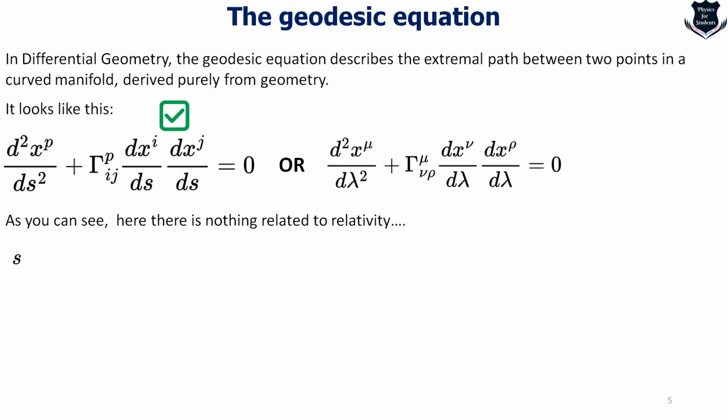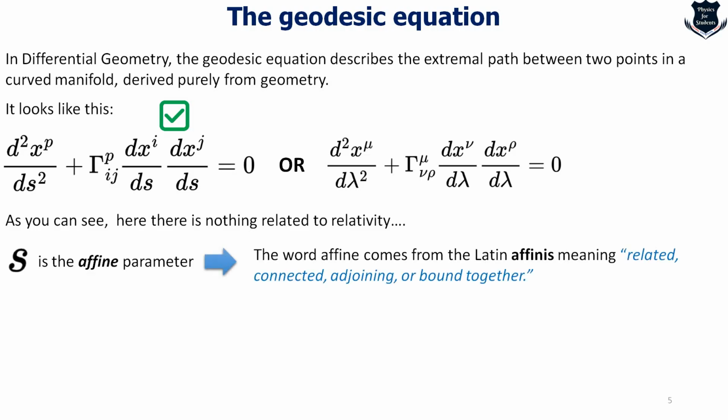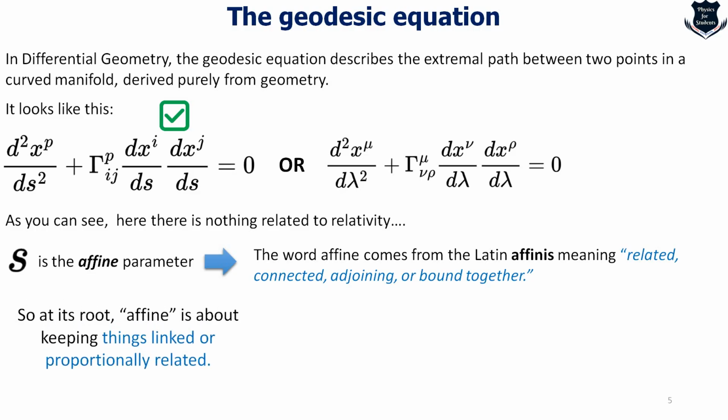Now first of all I would like to define what this s is in the denominator, which is repeated on the left hand side and the right hand side. So s, I would say, is what is called an affine parameter. I will explain what this affine parameter means. The word affine comes from Latin. In English we say that we have an affinity towards this or that, so it means related, connected, or bound together. I have an affinity towards my friendship, I have an affinity towards vegetarian food. So it means related or connected to something.